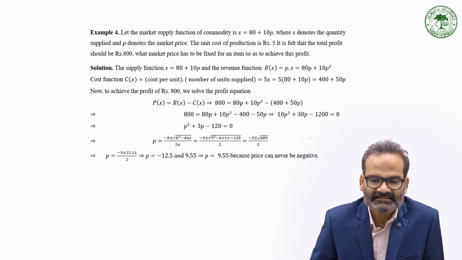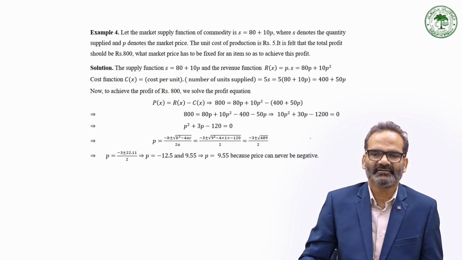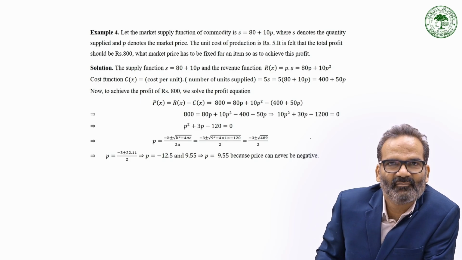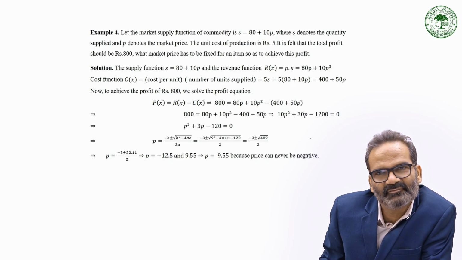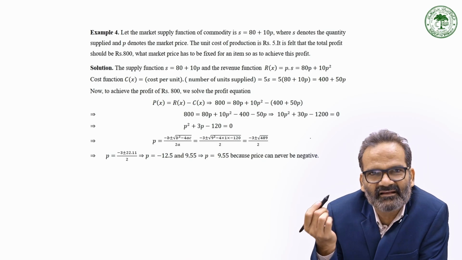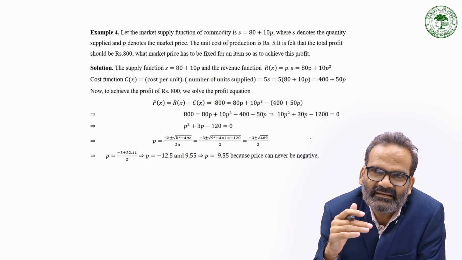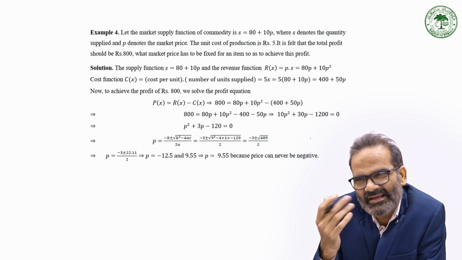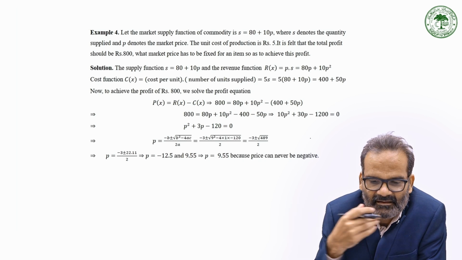So, let us take this example also. It is also somewhat similar to the earlier one. Let the market supply function of a commodity be S equals 80 plus 10P. We have taken here the variable as S, right? Where S denotes the quantity supplied in the market and P denotes the market price. In place of X, they have taken S. I have told you P is the price, X is the demand or supply. Any variable can be changed, right?